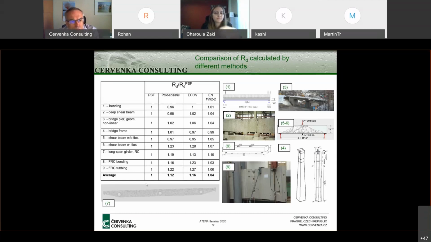So, overall, I think we can see that these methods give quite consistent results. The simple methods give mostly more conservative results. Once we have a more advanced method, they give a little bit less conservative results, of course, at the cost of more effort.